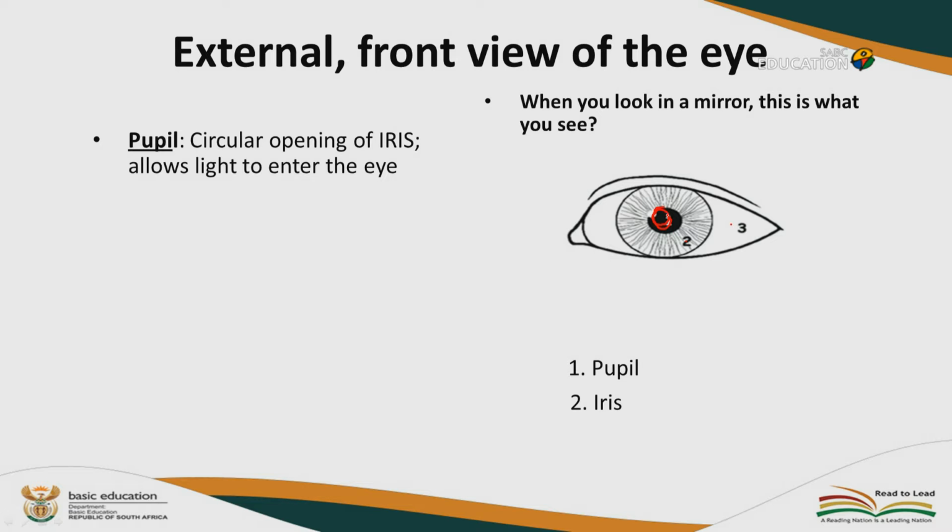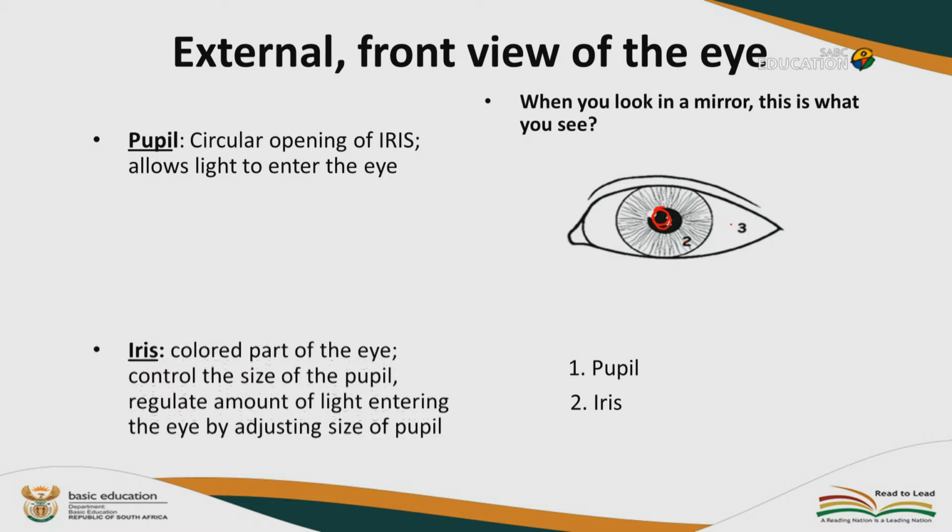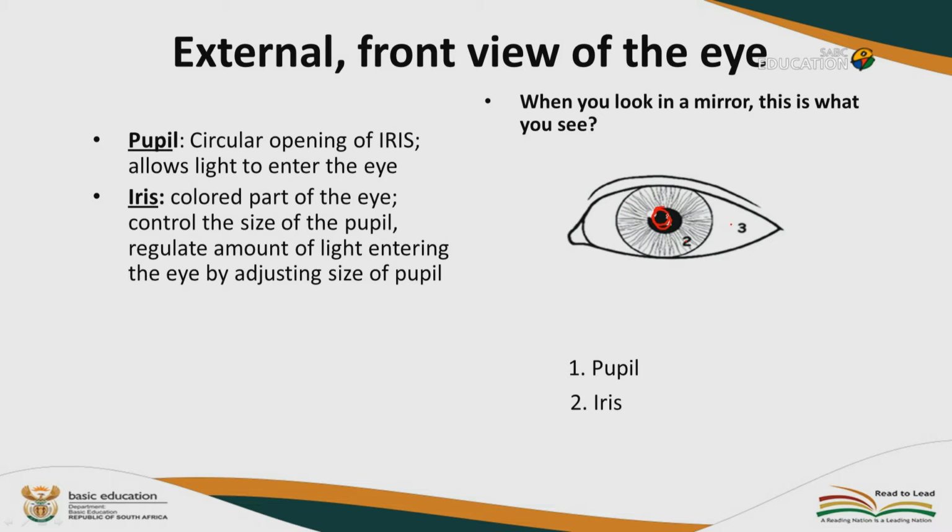Then we have number 2, which happens to be the iris. And your iris is the colored part of the eye. The colored part controls the size of the pupil. It regulates the amount of light that enters the eye. And how does it do that? By adjusting the size of the pupil.